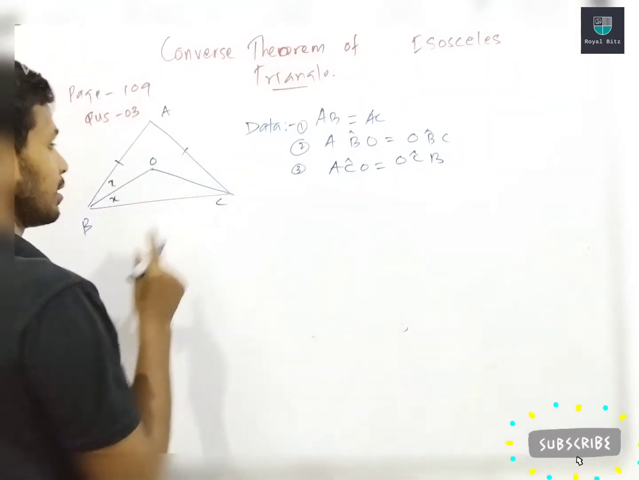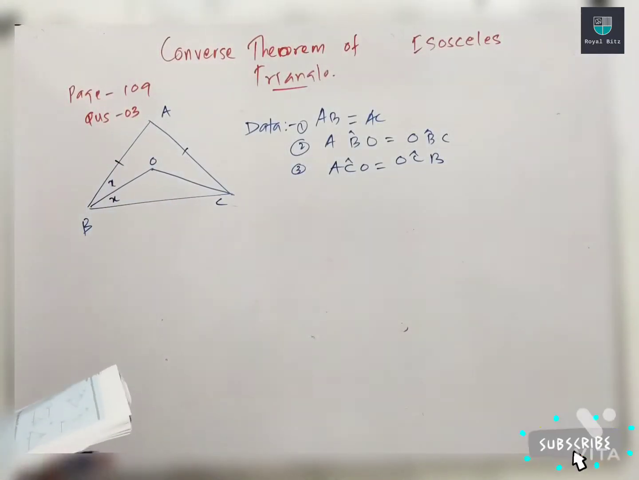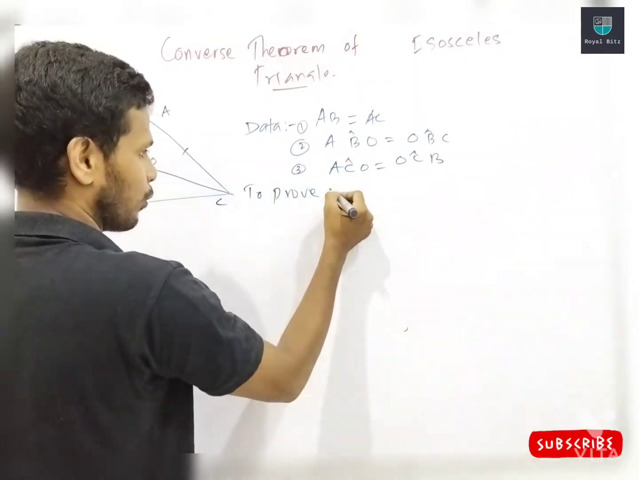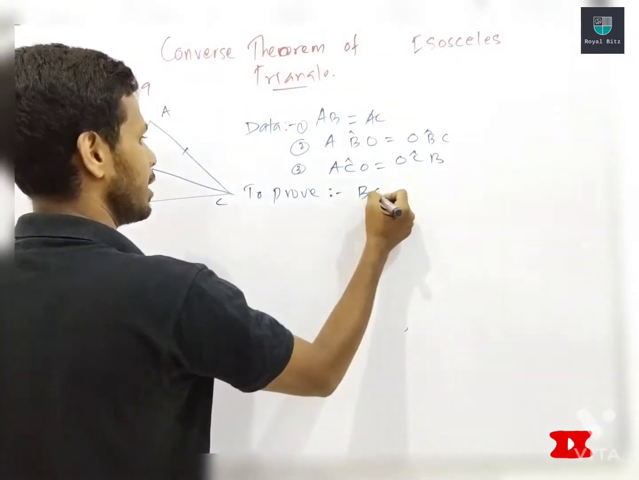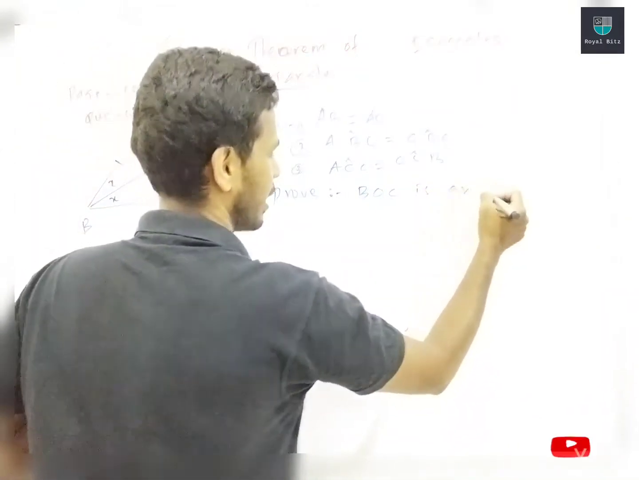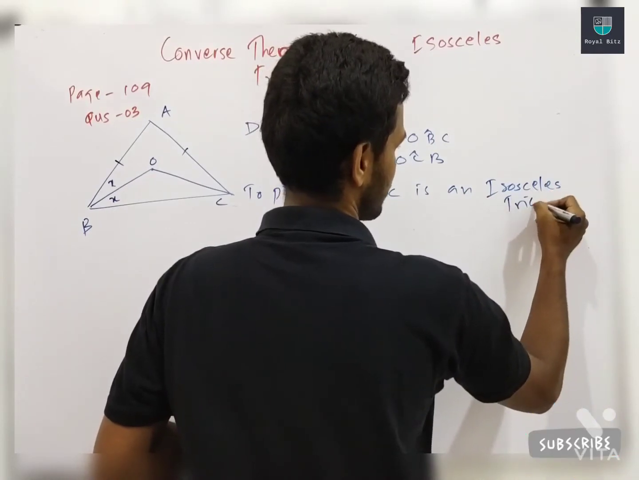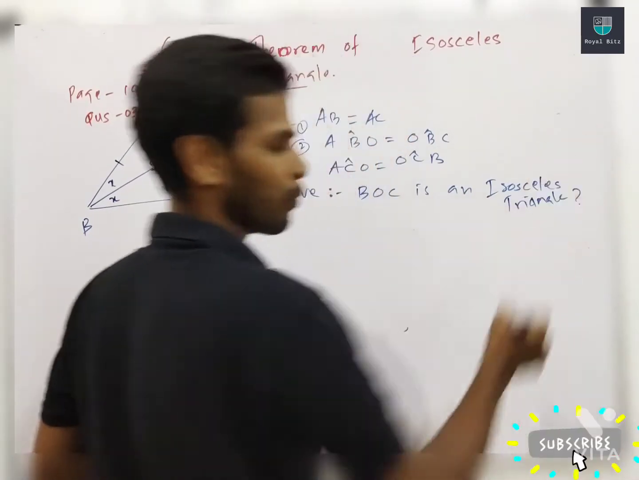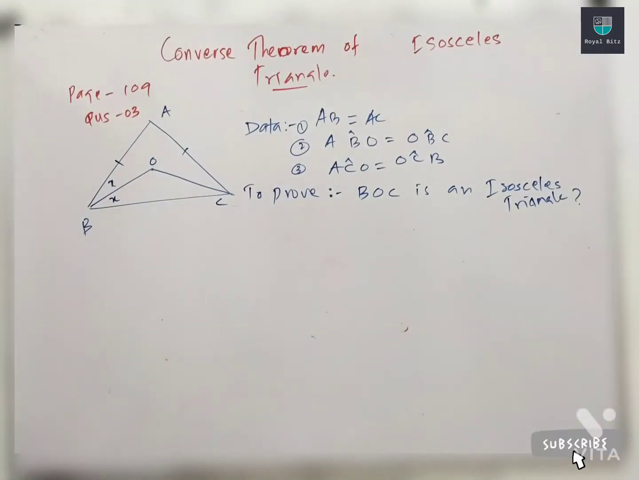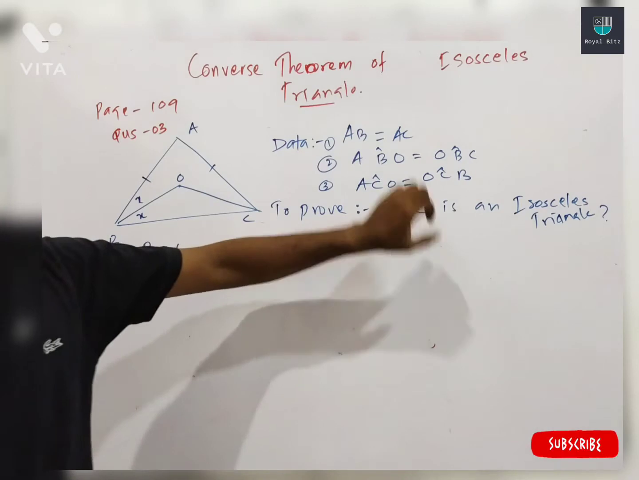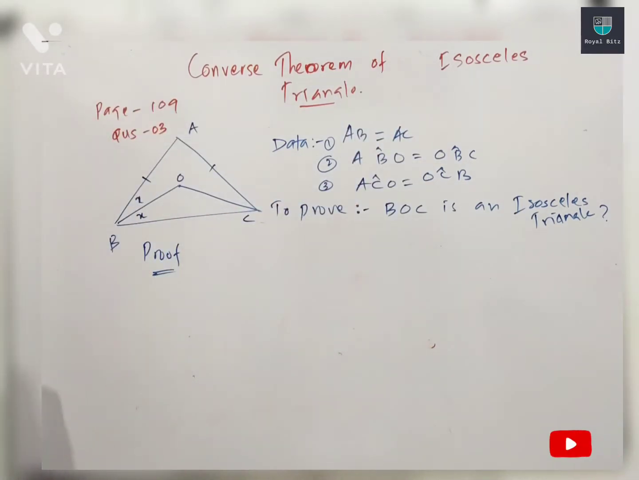The data. Okay, what is the question now? Prove BOC is an isosceles triangle. It's very easy. So to prove that BOC is an isosceles triangle, how do we prove? Now go for the proof. BOC is an isosceles triangle. What do we need to prove?